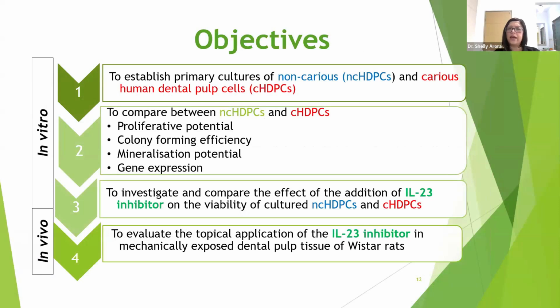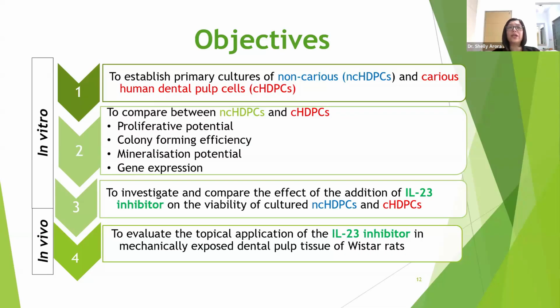The specific objectives of my study were to establish the primary culture of non-carious and carious human dental cells. And then, once these cells have been grown in the lab, we try to characterize them and look for certain characteristics like their proliferative potential, their self-replicative potential by measuring their colony forming efficiency, their differentiation potential by looking into their mineralization potential, and looking at some molecular expression by doing gene analysis.